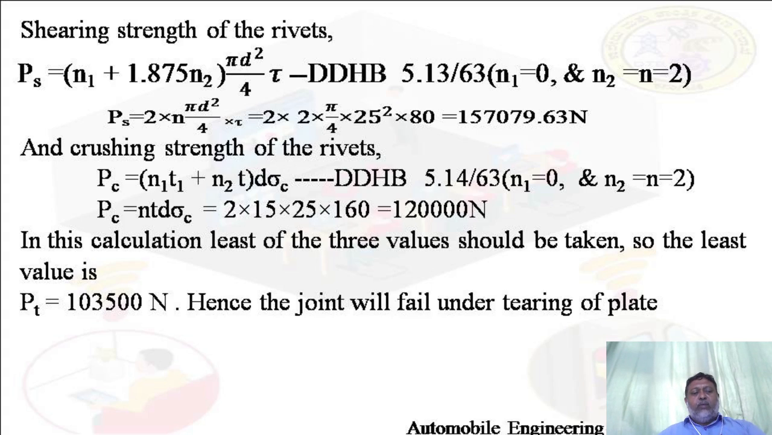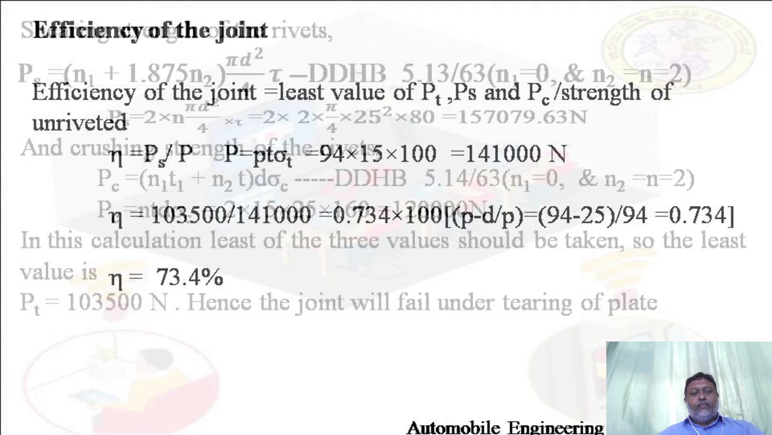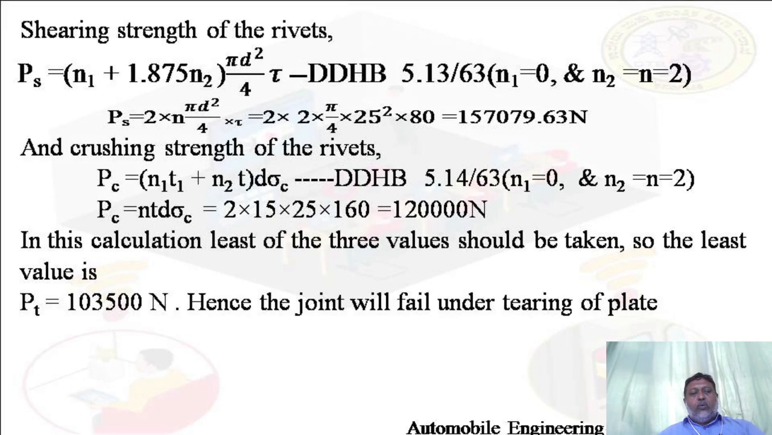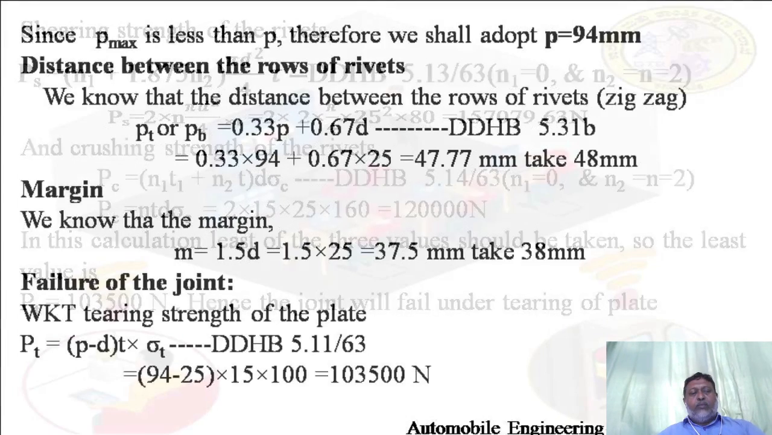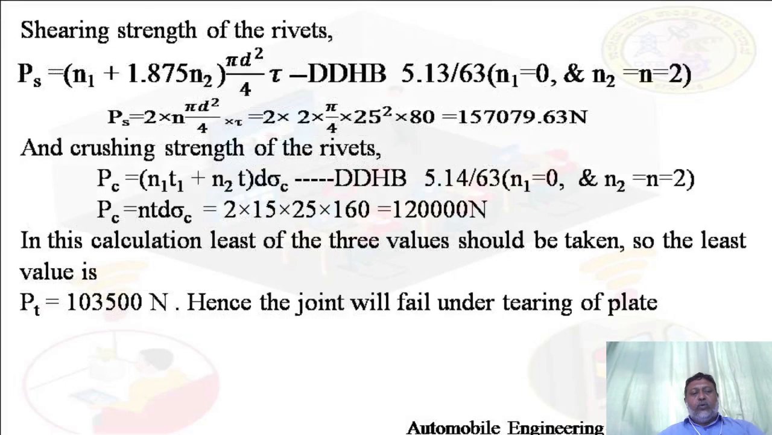Out of these three values, the least value seems to be 1,03,500, that is the PT. It is the least value. Therefore, the joint will fail under tearing. You have to write it. Hence, the joint will fail under tearing of the plates.